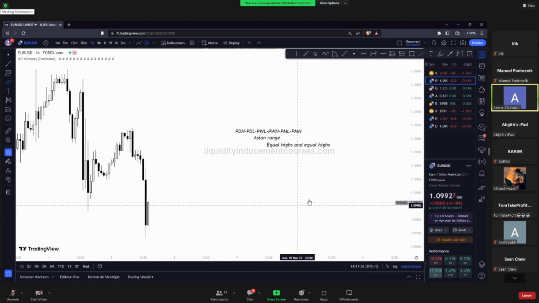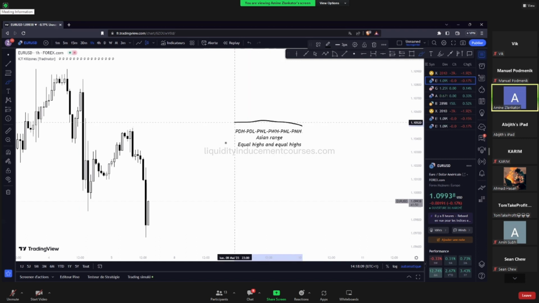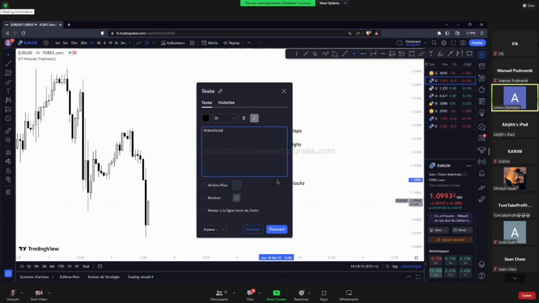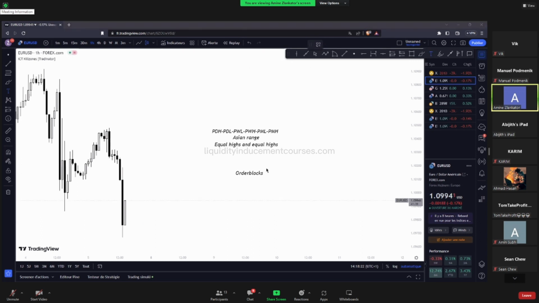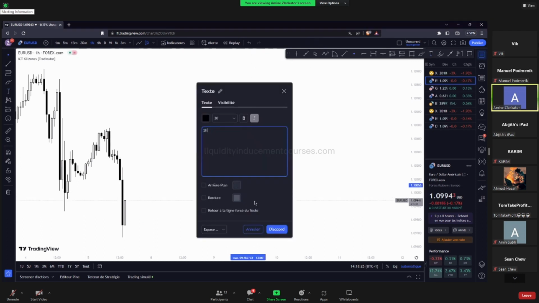Got it, guys? So price gravitates toward these areas and completely reverses. So for the Asian range, you should be aware of its liquidity. Price takes the Asian highs or Asian lows and completely reverses. Same thing with these. And we are going to use order blocks and shift in market structure as a way to enter these moves.